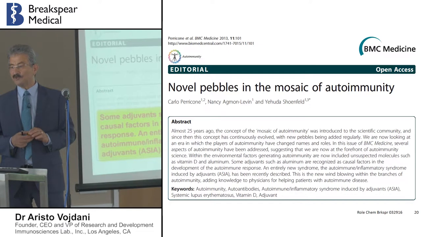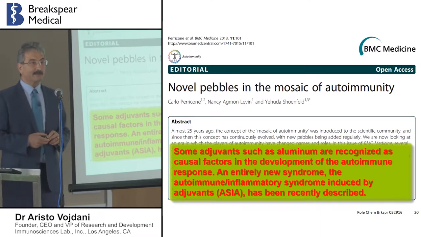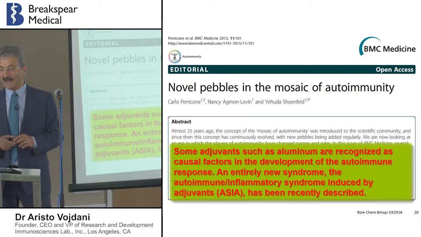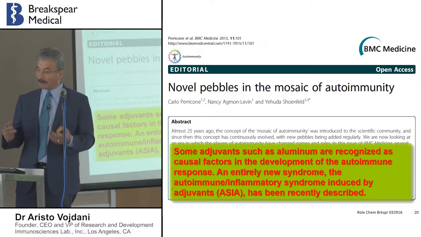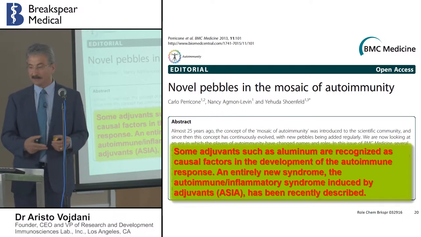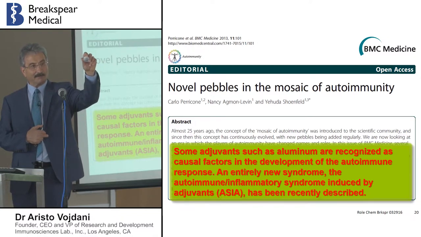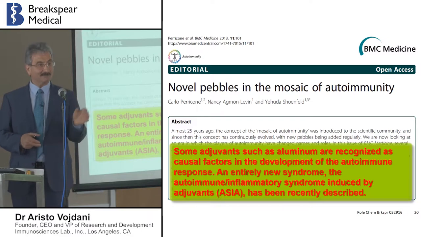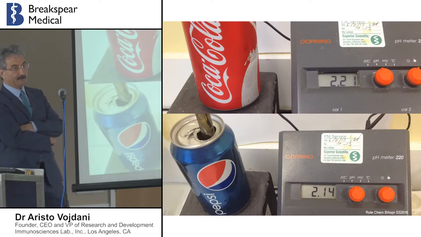Novel pebbles in the mosaic of autoimmunity, and you see the name right there, Professor Schoenfeld, who organized the Autoimmune Congress in Leipzig. And he talks about some adjuvants, such as aluminum, being recognized as causal factors in development of the autoimmune response. And an entirely new syndrome, the autoimmune inflammatory syndrome induced by adjuvants, called ASIA, has been recently described. And ladies and gentlemen, what do we have here? Aluminum. So therefore, please pay attention to some of these environmental triggers which are responsible for induction of autoimmunities.